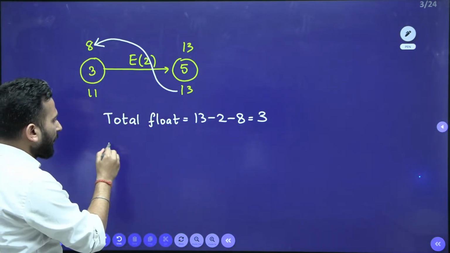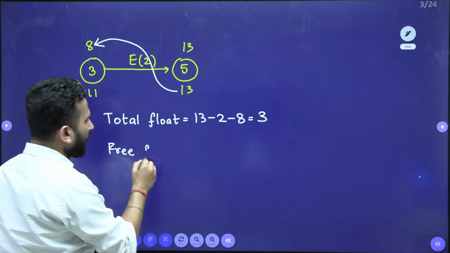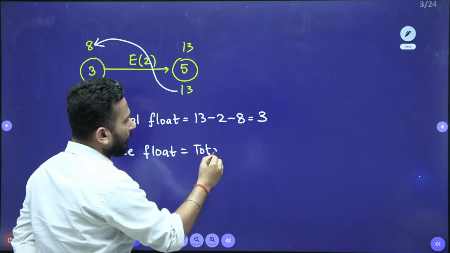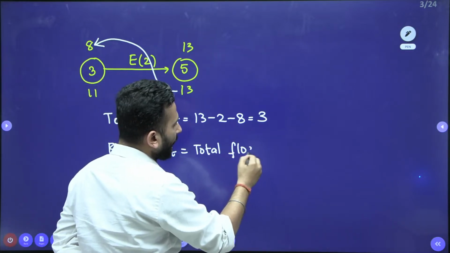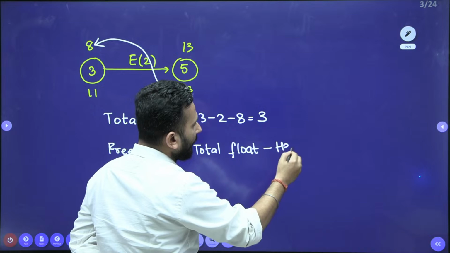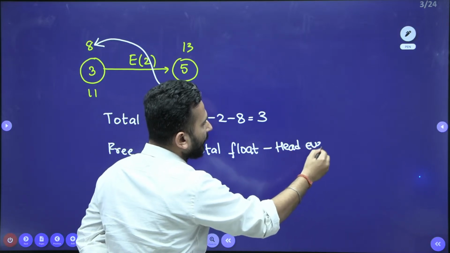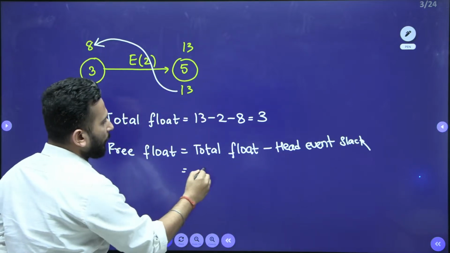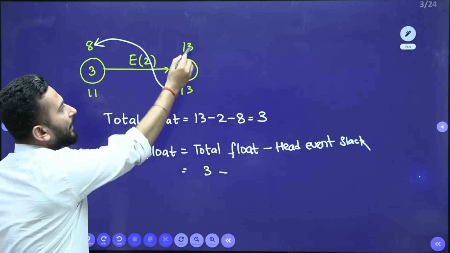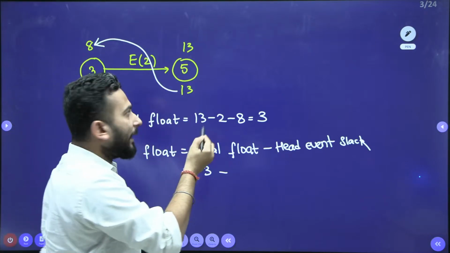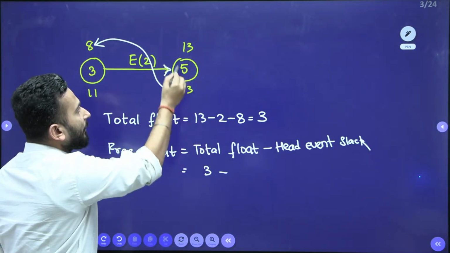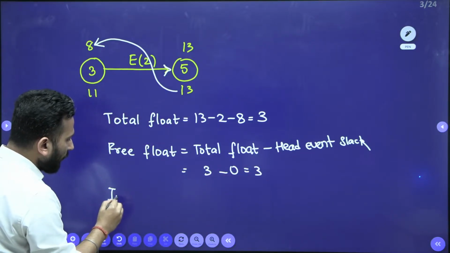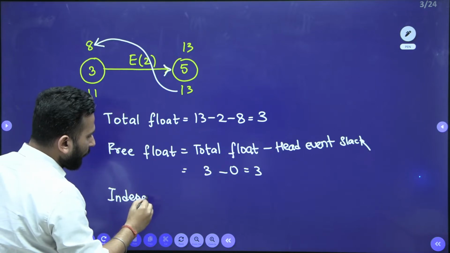They can ask you what is free float. Free float is total float minus head event slack. So total float is 3, and head event slack is 13 minus 13, slack for the head event. For an activity, this is the head event. So 13 minus 13 is 0. So it is 3.